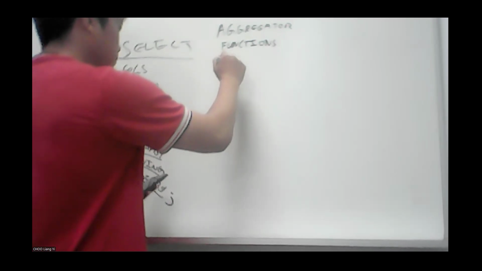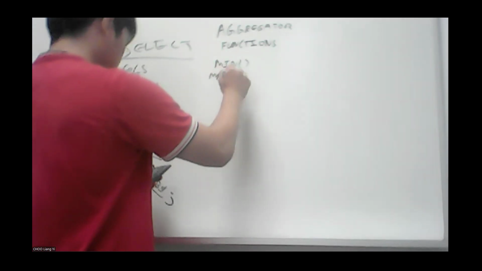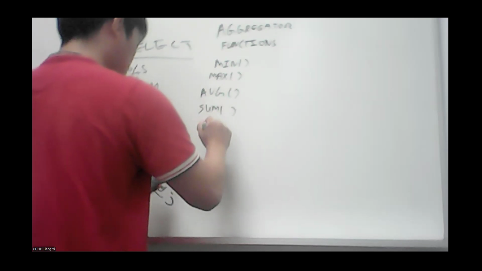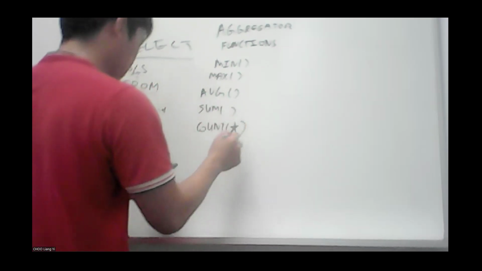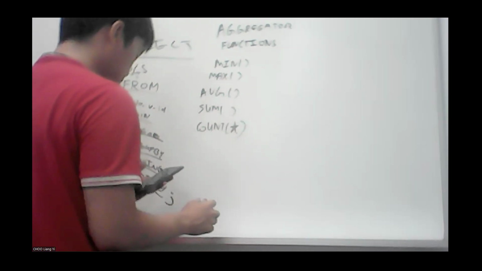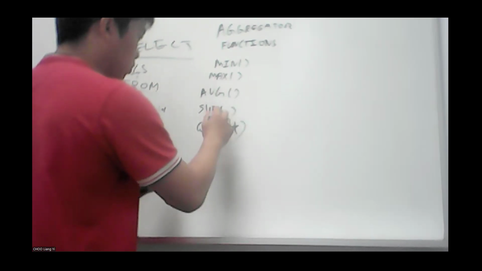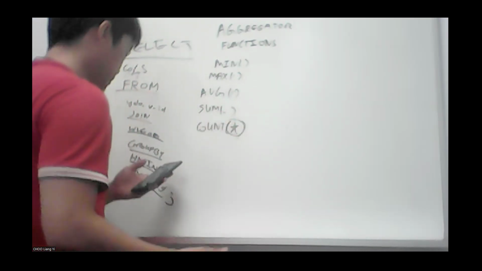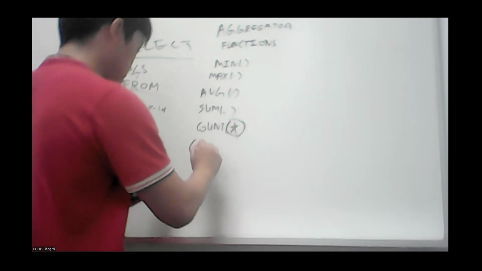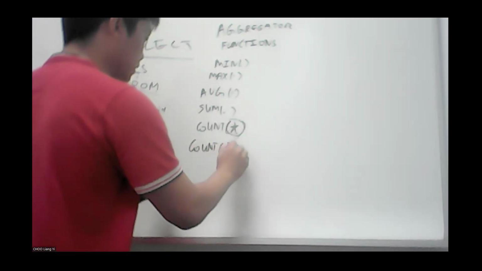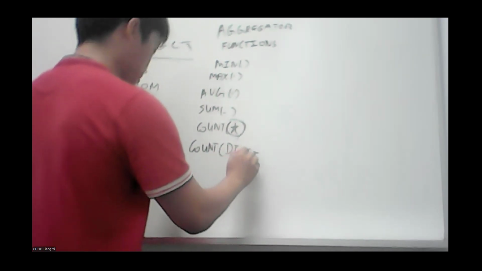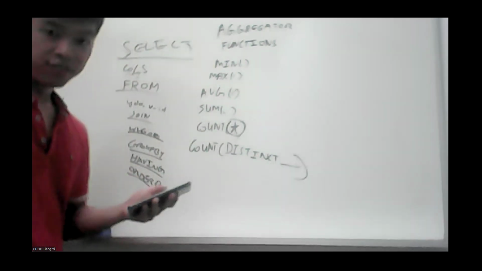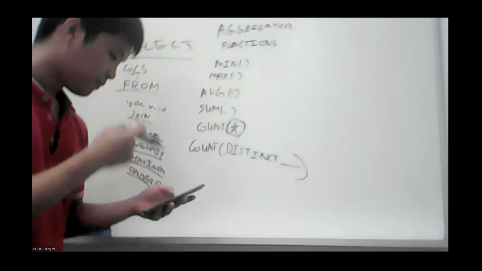There is min, max, average, sum, count star, so count every single thing. If you want some column, in this bracket you put whatever column you want. But if you want everything, you can put this thing called star. And there's also count distinct column. Yeah, this is the first type of function, the aggregator function.